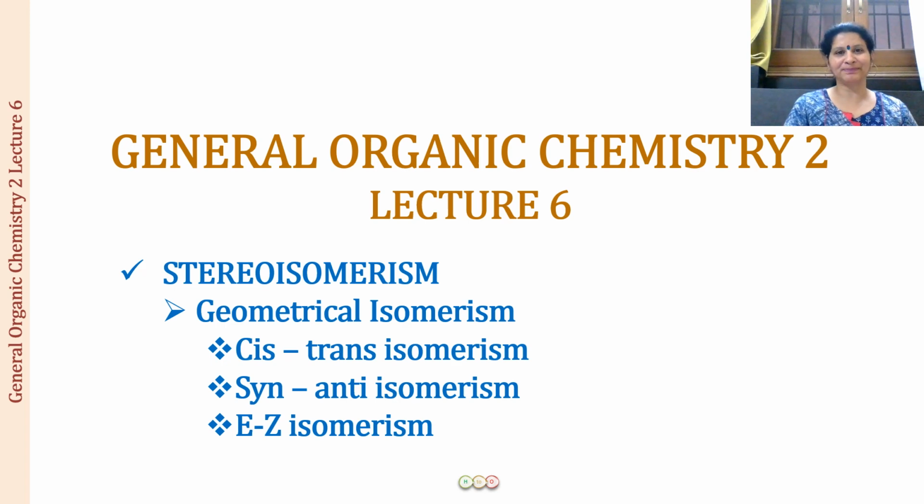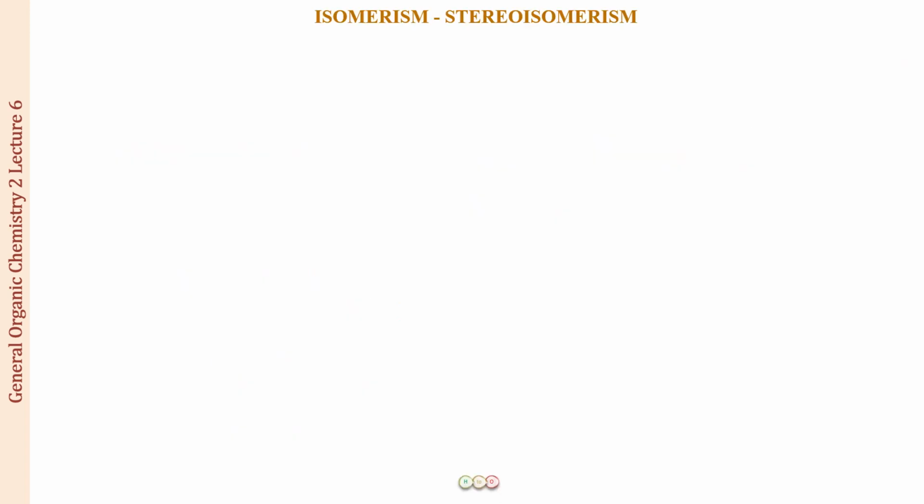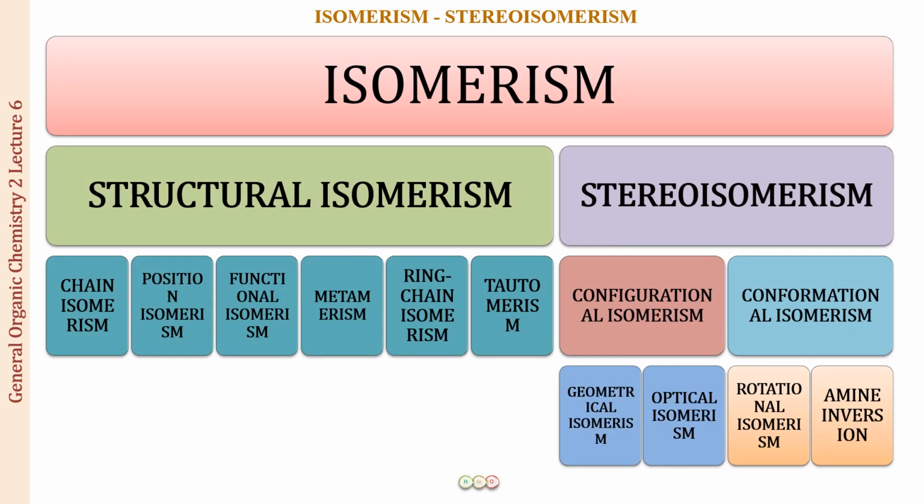So let us begin. Let us begin the discussion by going back to the table where we had first of all classified isomerism. So isomerism, you all know, is a phenomenon where we will be having two or more compounds which have the same molecular formula. There will be a difference in their properties. It may be physical properties, it may be chemical properties, it may be both of them, but the molecular formula for the compounds is going to be the same. And then we have two types of isomerism. One is structural isomerism and the other is stereo-isomerism.